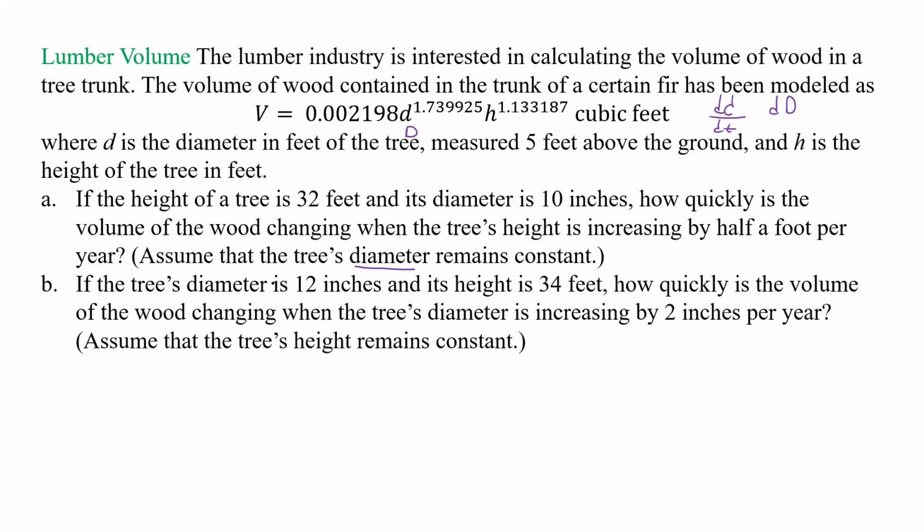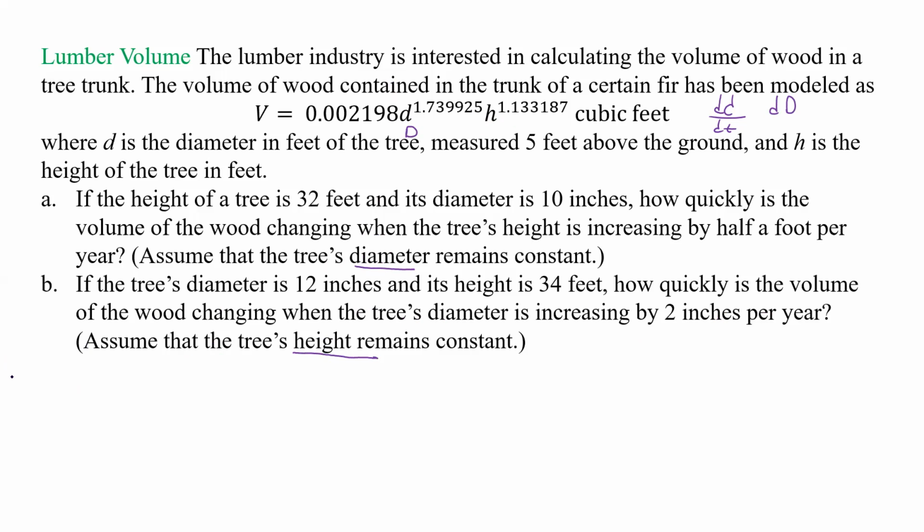Now this one says if the tree's diameter is 12 inches, which we need to convert to feet, and its height is 34 feet, how quickly is the volume of the wood changing when the tree's diameter is increasing by 2 inches per year? Again, we'll have to convert that to feet. Now here we assume the height remains constant. So we're going to have two things we're going to have to do here. We're going to have to do the derivative and everything with respect to the diameter remaining constant, and the other one with the height remaining constant. And so it's going to be with respect to the other one we actually take that derivative.